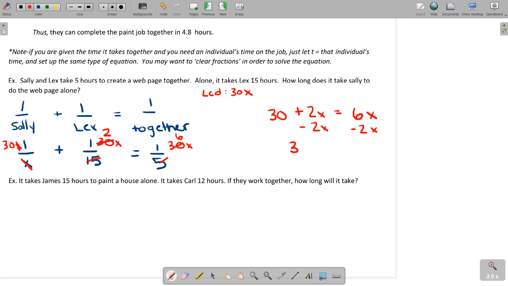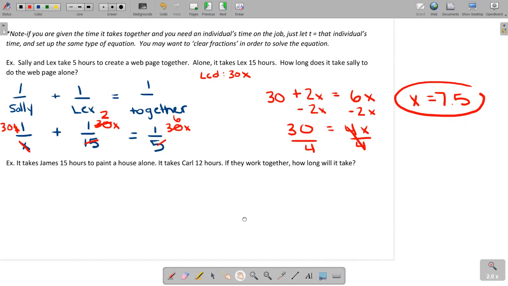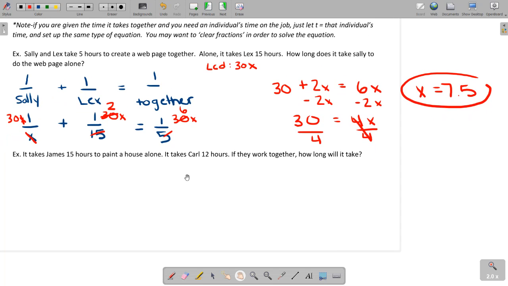That's going to give us 30 equals 4x. Now we're going to divide by 4, and we're going to get 7.5. So it takes Sally 7.5 hours to do the web page alone. Okay, let's take a look at the next one.